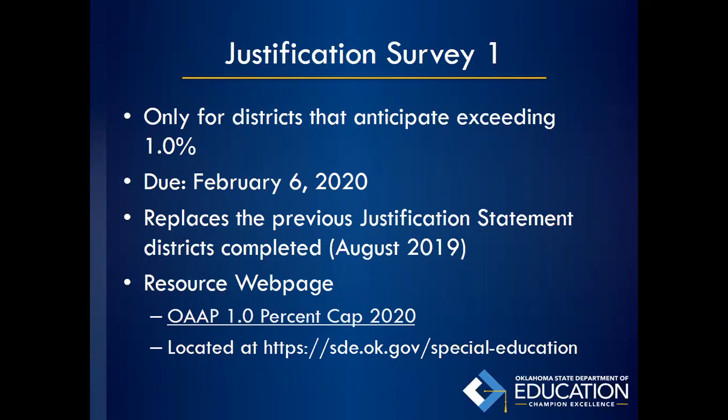Last year, we sent out emails to all the districts, I believe July, August, and they were due in August. And it was just basically a 2-page form that the district completed. So this online survey is taking the place of that. So there won't be additional justification statements that districts need to complete like you completed at the beginning of this year. This online survey is replacing that.